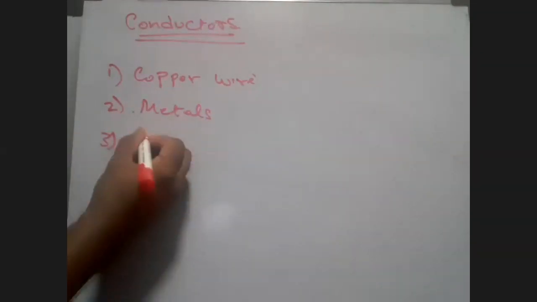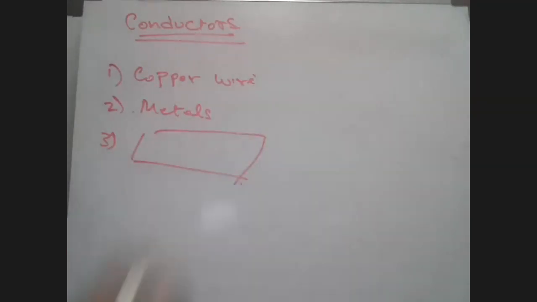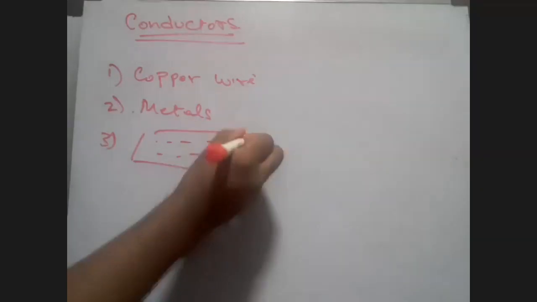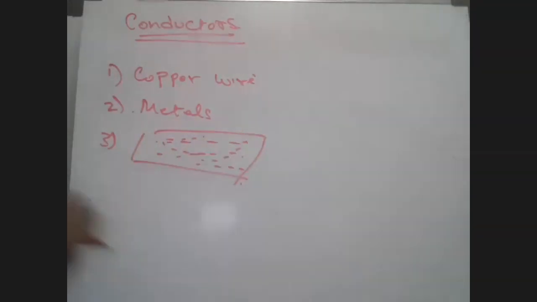Basically, any object which has free electrons in it, free electrons to move, is called a conductor. Conduction has its own value. Conduction can be measured. That is another topic; when we come to current, electricity, we'll find out.